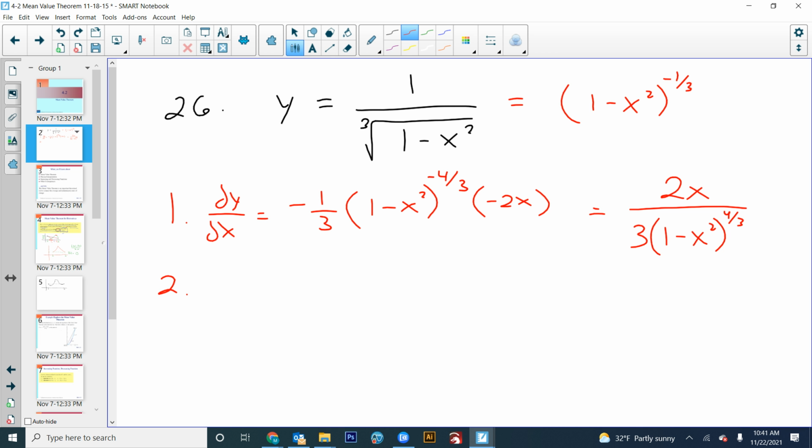The only time a fraction equals 0 is when its numerator equals 0. So x equals 0 is a critical point. And I broke my own rule already. I need to find the domain of the original. Okay. Can 1 minus x squared be negative? Can the inside of a cube root be negative?